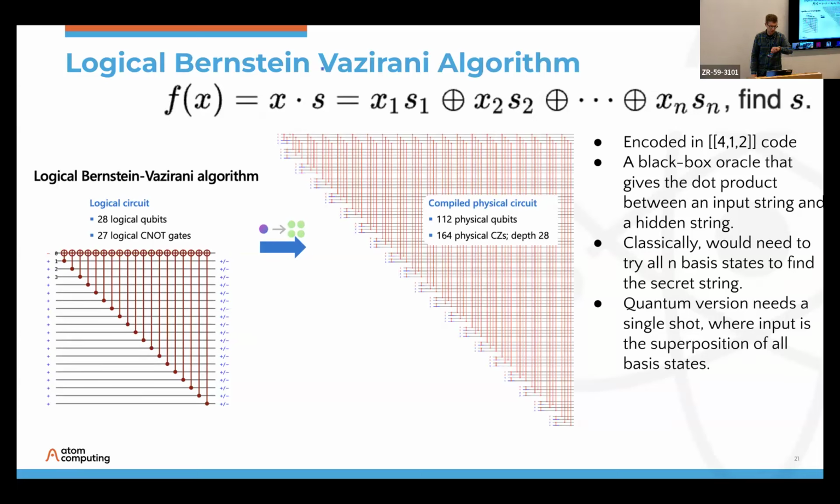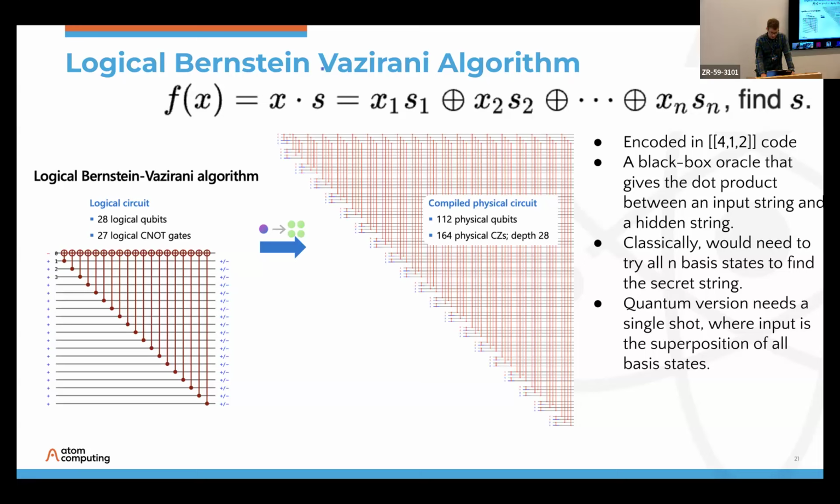The Bernstein-Vazirani algorithm is fairly well known. There's a hidden bit string. In theory, if you have an oracle that gives you the dot product between some bit string and this hidden bit string, classically, you have to try every possibility to get something out. In the quantum case, you can do it in a single shot.